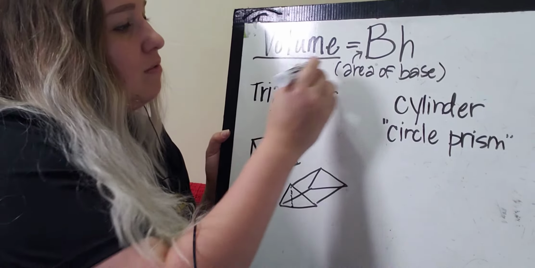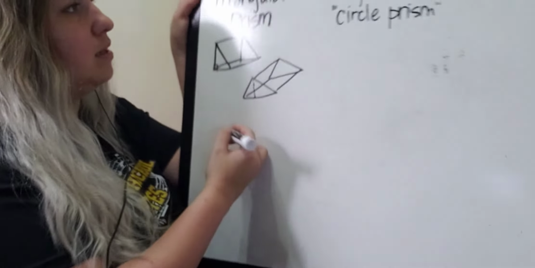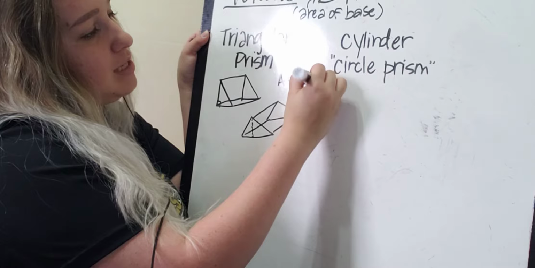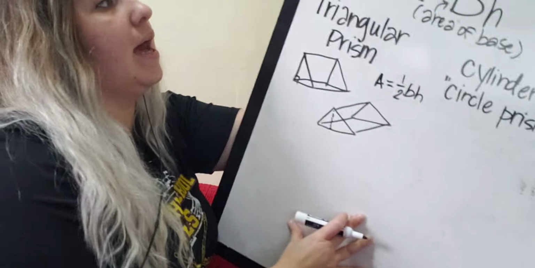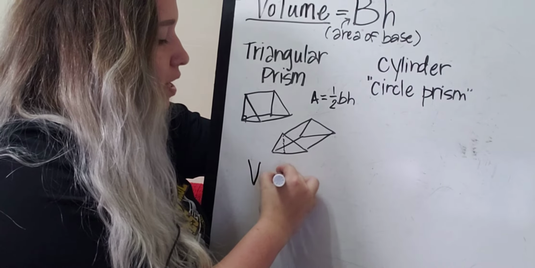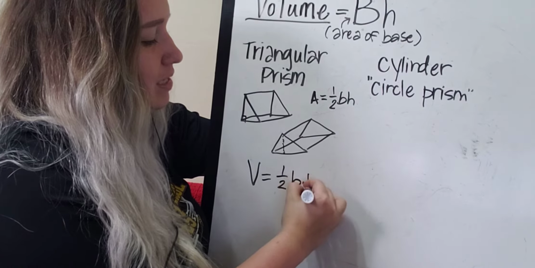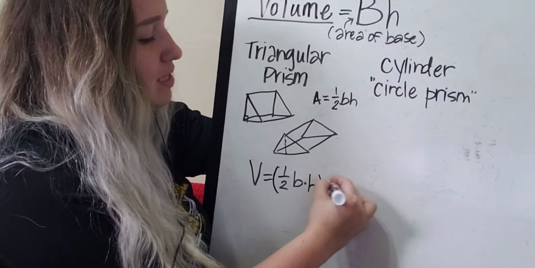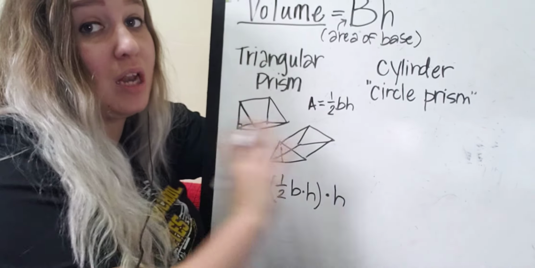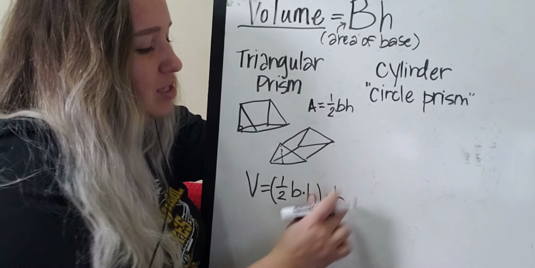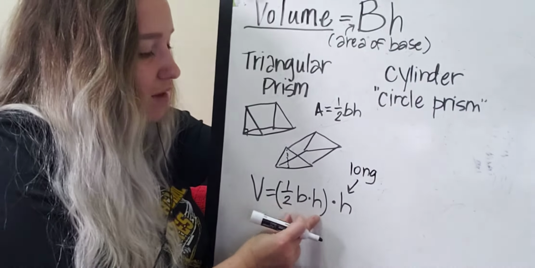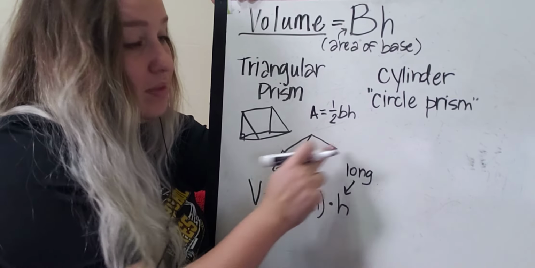So on this one, we know that we need, for the formula, the area of a base. But the area of a triangle is 1/2 base times height. So our formula for volume is 1/2 base times height times the height of the prism. And in both of these, this is the height of the prism, how long it is. So it's actually better to say that this is how long our prism is. These 2 come from the triangle. This comes from the long side.